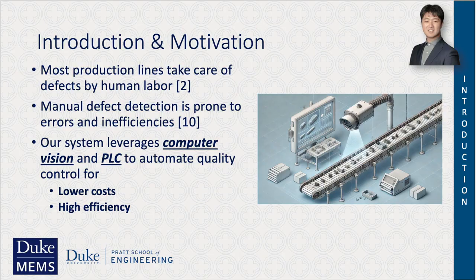So here's our introduction and motivation. Why are we going to do this in the first place? From our past internship experiences, we found that some of the manufacturing firms still use human labor to do quality inspection, which is proven to have errors, low efficiency, very high labor cost, and a non-uniform quality standard. So we decided to design a system that leverages computer vision and PLC to automate the quality control for lower cost and high efficiency.